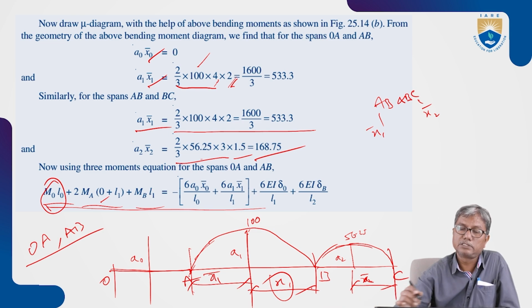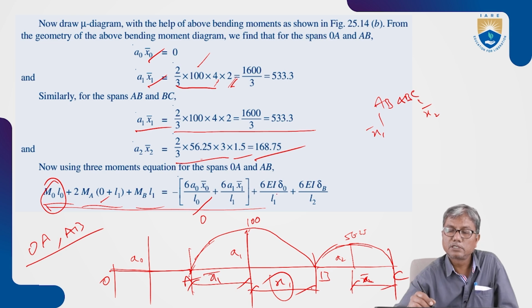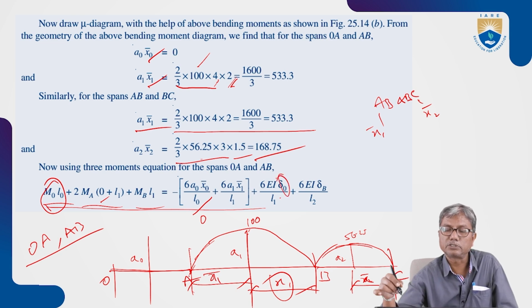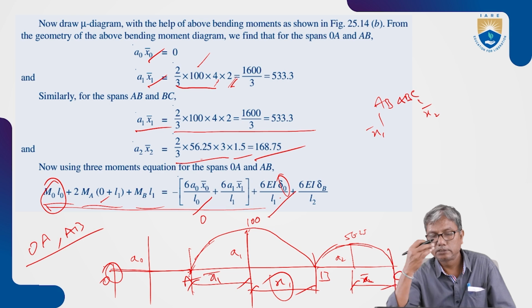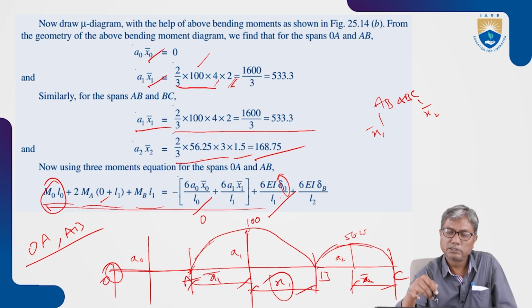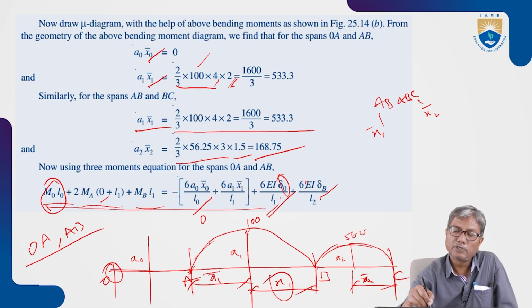And on the right hand side, this term is 0. Okay. And how about delta naught? Delta naught is 0. This term is also 0. And with respect to common support, this term will be 0. And delta B is minus 0.005. And we find EI value.